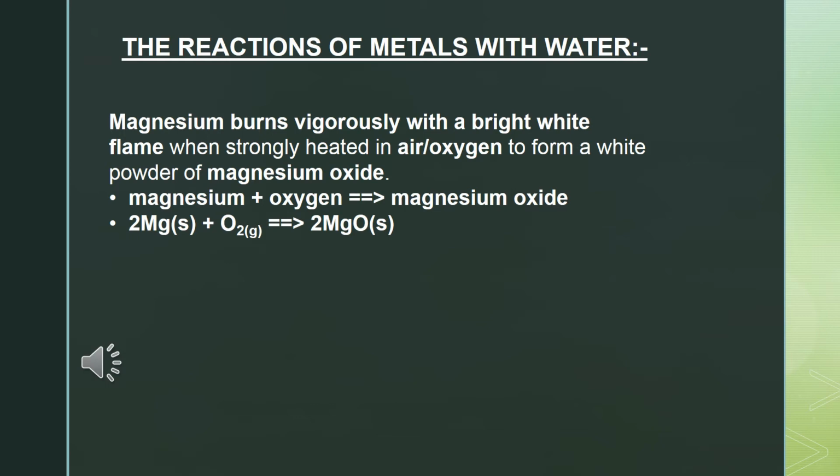Magnesium when it reacts with oxygen, it forms magnesium oxide. So the magnesium is represented as Mg and the oxygen is represented as O2. When they combine together in a chemical reaction, magnesium oxide is formed, and the formula of the magnesium oxide is MgO. So this is the reaction which actually happens when magnesium reacts with oxygen.